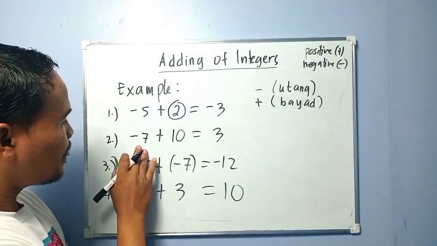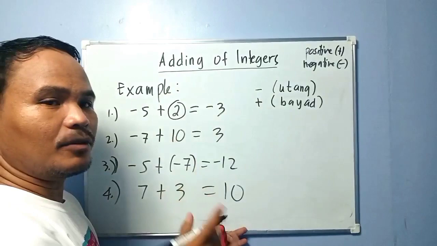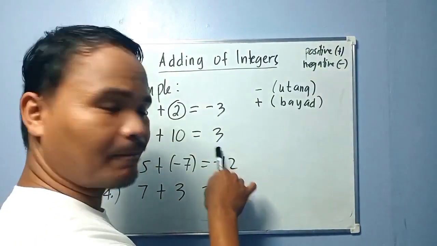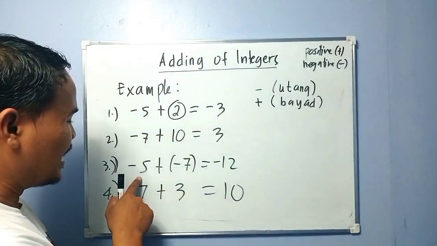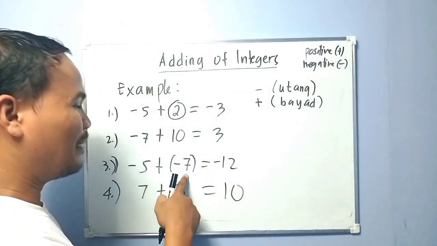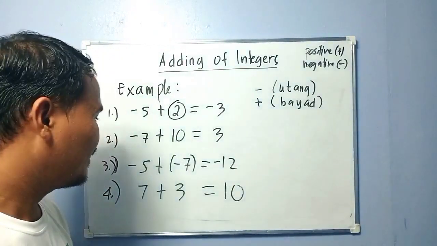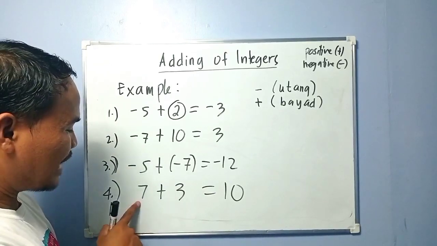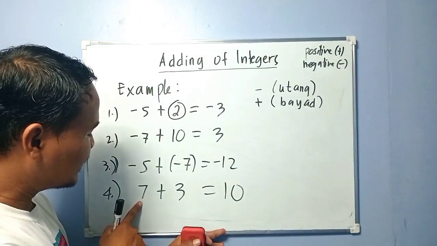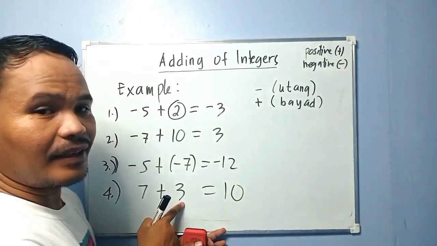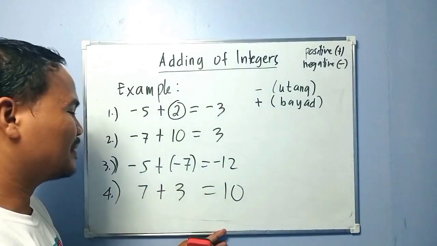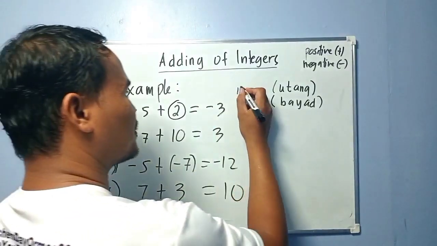Next example. I have here, may 7 akong utang. Binayaran ko ng 10 piso, so may sukli ako na 3. So, the answer is 3. Number 3: may 5 piso na utang, plus, umutang ako ng 7 piso, so may utang ako na 12. So, negative 12. Then, number 4: walang sign na nakita nyo sa 7 at sa 3. Ito, as operation to. So, automatic, sign ng 7 is positive. Ang 3 is also positive. So, the answer is 10, because wala akong utang. Okay, that's my first solution.